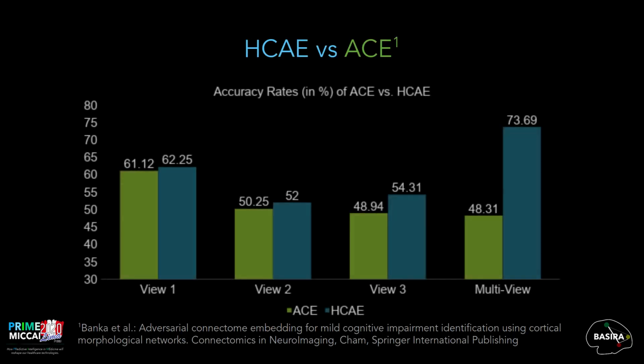We benchmark our HyperConnectome-based methods against adversarial connectome embedding, ACE, which is a graph convolution-based geometric autoencoder that only preserves one-to-one relations between nodes. The multi-view framework, HCAE, achieved the highest accuracy rates of all experiments, with 73.69%. In addition, it outperformed ACE in 4 out of 5 experiments with the ADNI dataset.